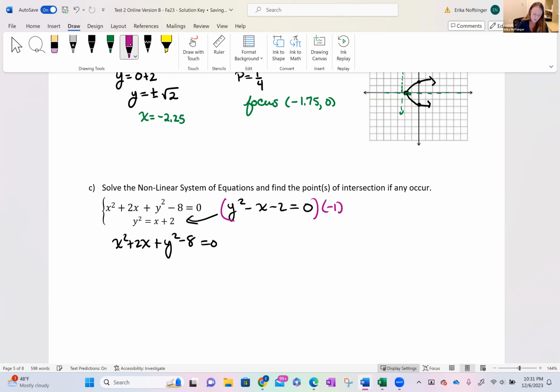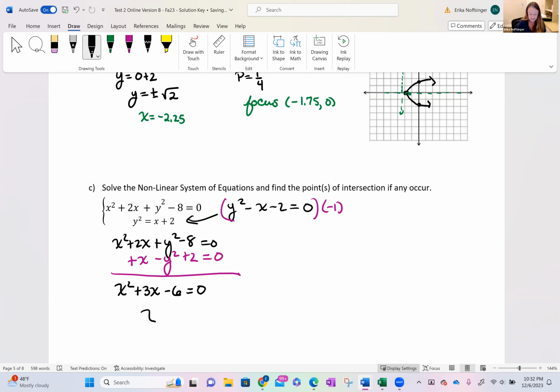I'm going to put it in the order that they occur. So I don't have an x squared, but multiplying this by -1, I would have a plus x minus y squared plus 2 equals 0. Summing these together, I have x squared. 2x plus 1x gives me plus 3x. Y squared minus y squared cancels, and I have negative 8 plus 2, which gives me minus 6 equals 0. And so I want to solve here for x.